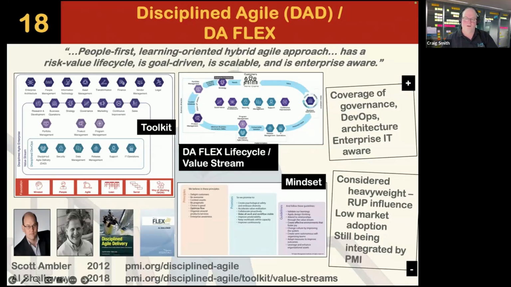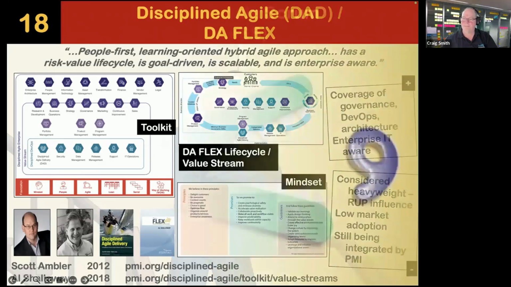One of the things I always liked about Disciplined Agile was that it sometimes went in places that other methods didn't. It really talked a lot about governance and architecture and enterprise IT that the others don't really talk about in depth. But like other scaling methods, it is very heavyweight. It doesn't have a huge market adoption. As I said, the PMI still haven't figured out exactly what to do with it.